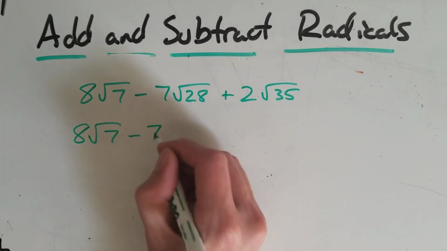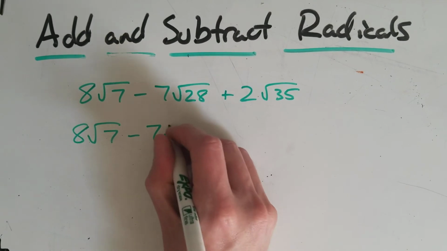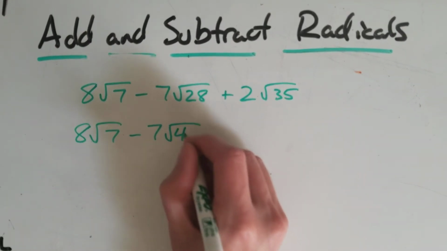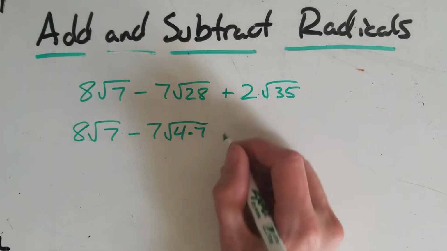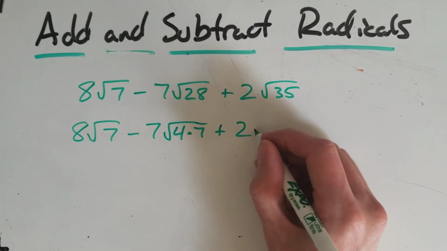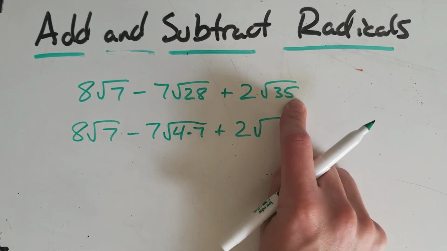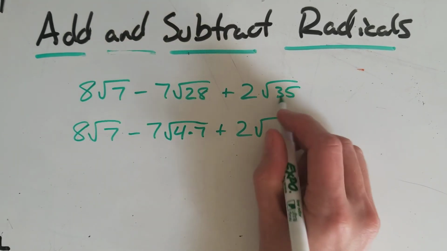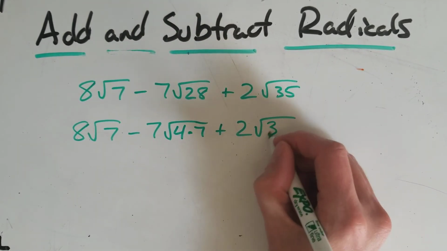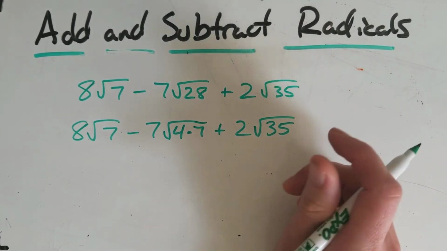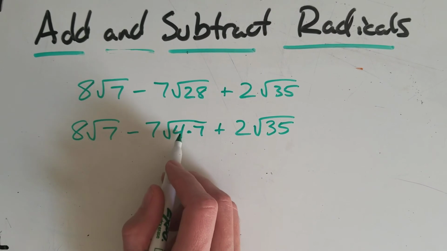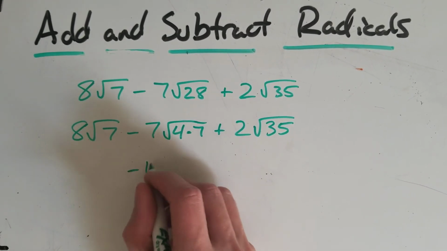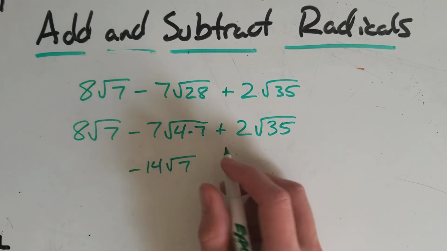Our second term, 28, there is a perfect square that goes into 28, and that perfect square is 4. So 4 times 7 will become our radicand instead of the 28, not changing the value, just writing it in a way that we prefer. 35, think of factors of 35, 7 and 5 would work, but neither one is a perfect square. We're not going to be able to simplify that radical, just going to stay as 35. So we need to simplify this middle here, and the square root of 4 is 2, so you can do 2 times 7, that's 14, and you end up with 14 radical 7.